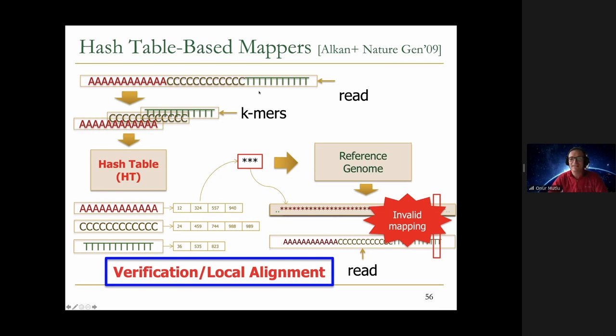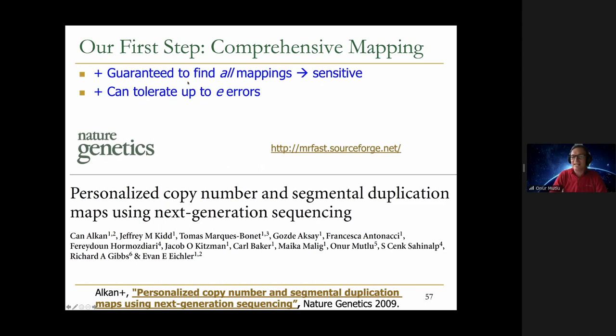You can see that for every read, doing this takes a lot of time. And imagine doing this for the billions of reads that you have, and that's going to be a lot. But in the end, this guarantees you to find all mappings, so it's very sensitive. And it can tolerate up to E errors. Of course, it becomes slower as E increases.